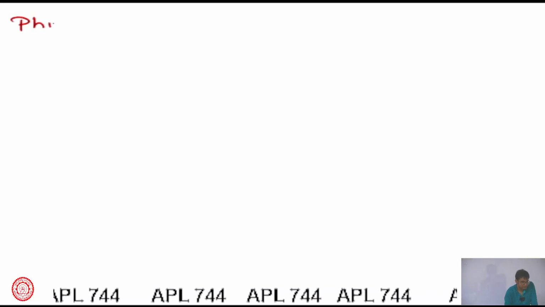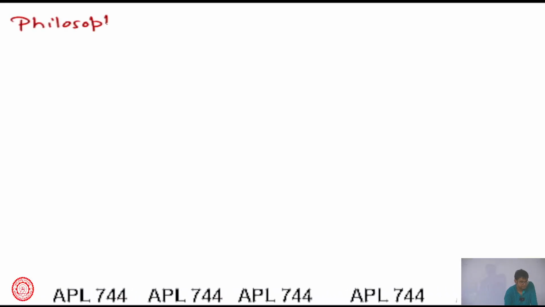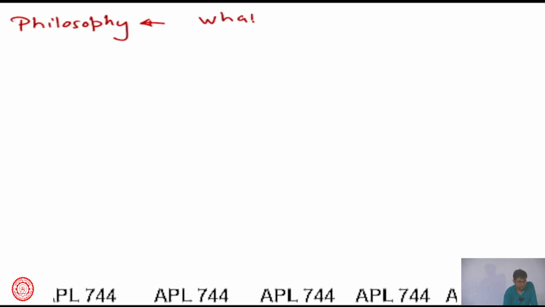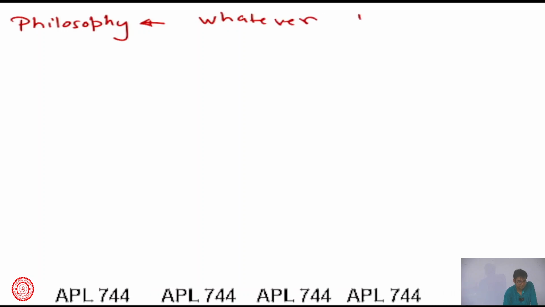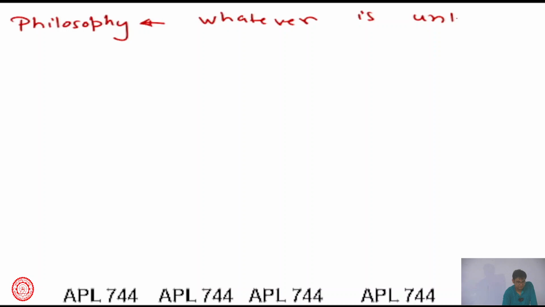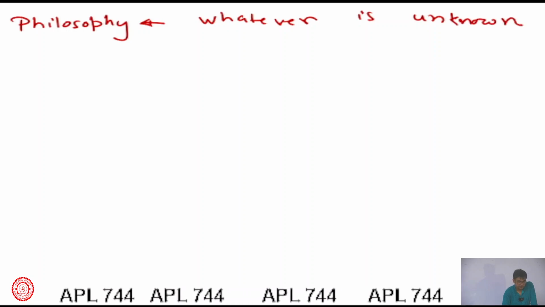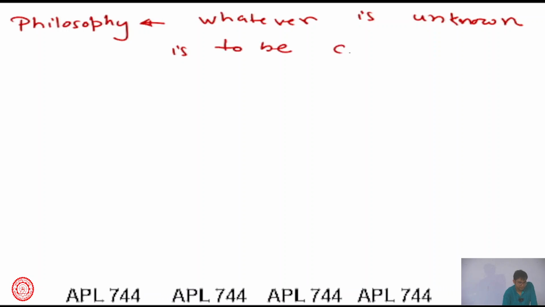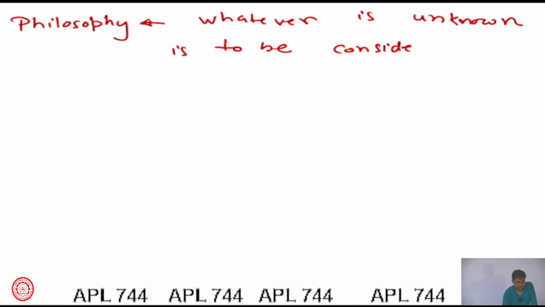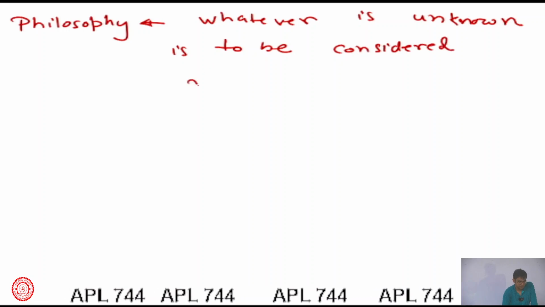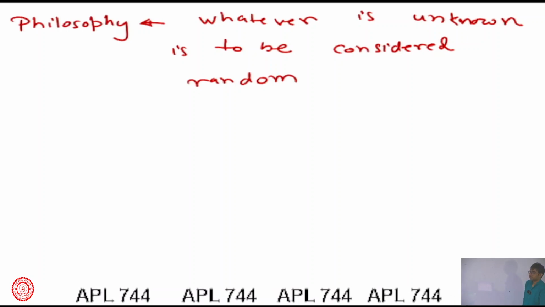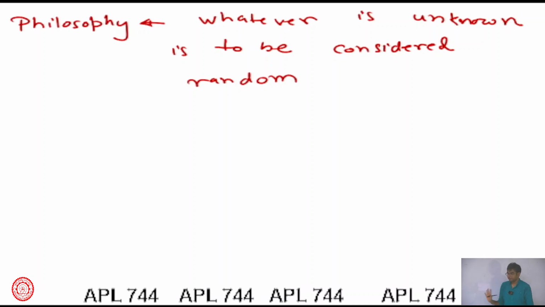Okay. The main philosophy is: whatever is unknown is to be considered random. Okay. That is the main philosophy.